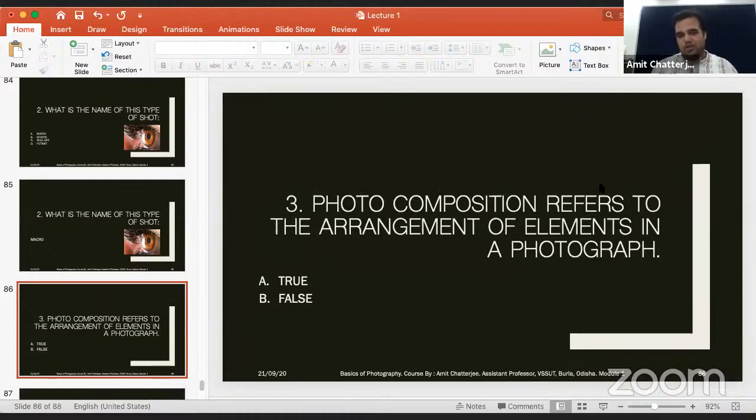Next one: photo composition refers to the arrangement of elements in a photograph. Is it true or false? Photo composition refers to the arrangement of elements in a photograph. True or false? Let's see your answers.